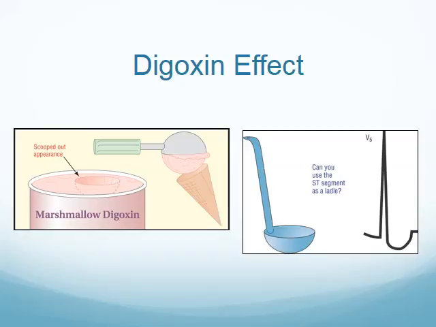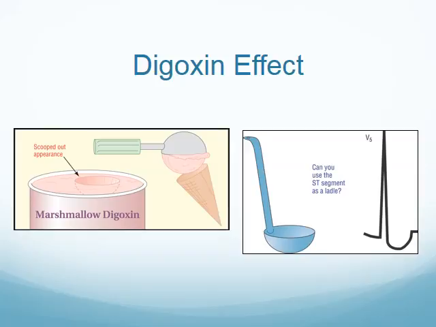Digoxin is a very common medication. You'll hear it referred to as digoxin, digitalis, lanoxin. These are all the same medication. What you'll find is that a lot of these patients that are the atrial fib patients are taking digoxin, and what digoxin does is it slows and strengthens.